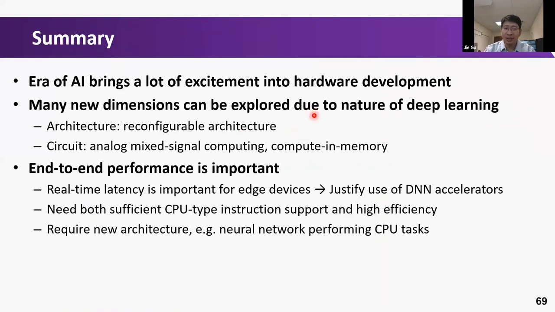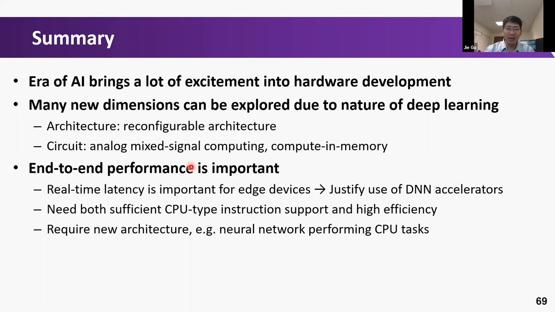All right, so at this point, I want to quickly summarize my talk. I told my student that AI brings a lot of excitement into hardware development. Because AI has so many different application spaces and different algorithms, we can explore a large space in terms of architecture design and also circuit design. And also because AI can tolerate certain inaccuracy or error in your computing, we can explore something that we wouldn't do in the past. So this gives us a lot of interesting development.